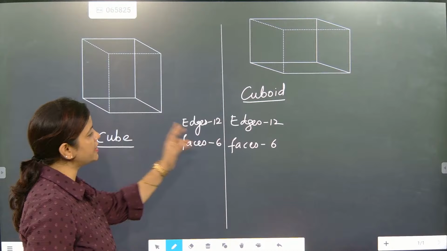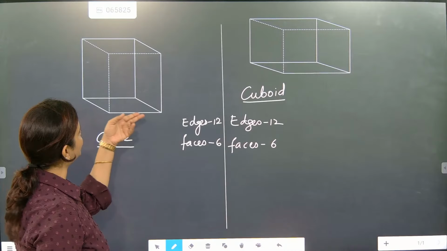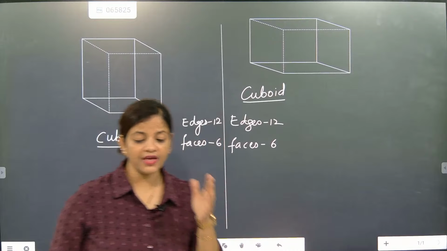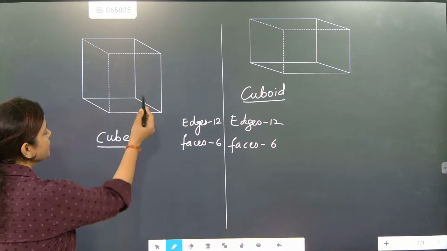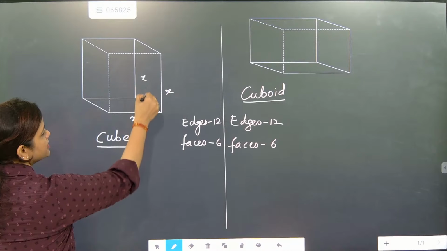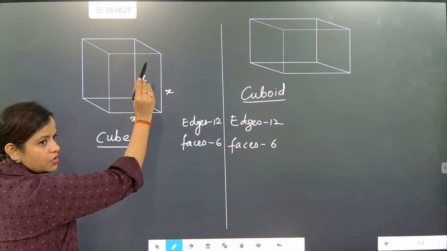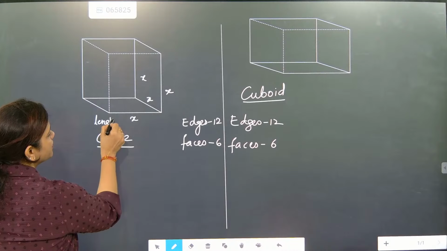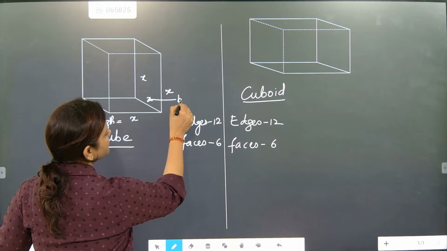So 6 faces, edges 12 and 12, faces 6 and 6. Understood? Now edges and faces we have discussed. Now each face will have an area. When you talk about a cube, the edges are x, x, x, x. So length is x, breadth is x, and height is x. This part is considered as length, so length is x. This section is called breadth.